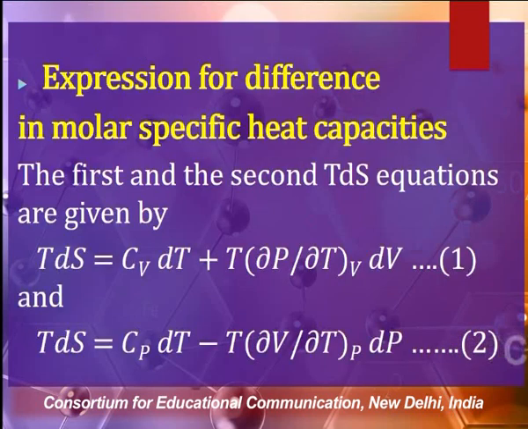So now we come to the third application, which is the heat capacity equations. Let me find out the expression for the difference in the molar specific heat capacities. The first and the second TdS equations are given by TdS is equal to Cv dT plus T times delta P by delta T at constant volume into dV. So we get TdS is equal to Cp dT minus T delta V by delta T at constant pressure into dP.